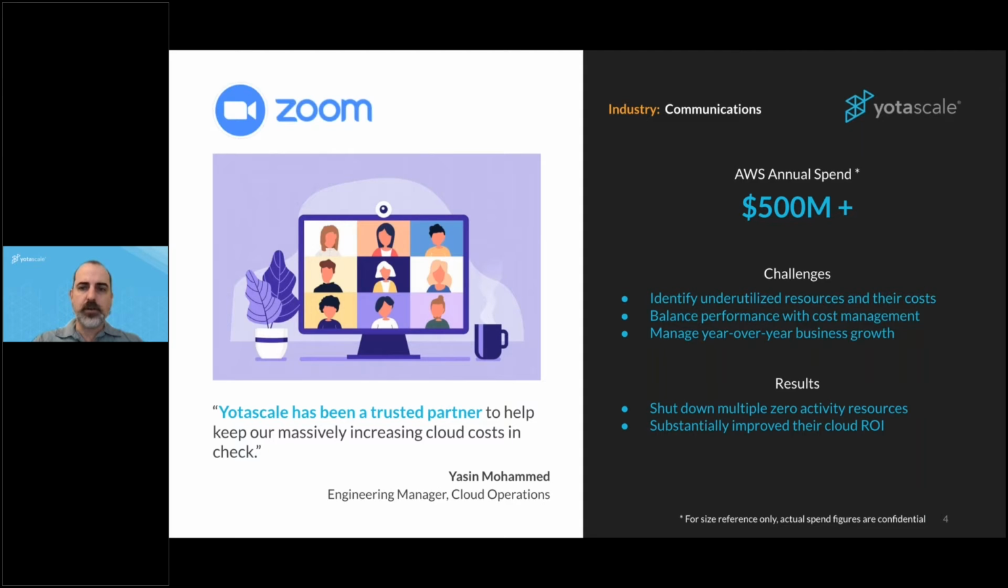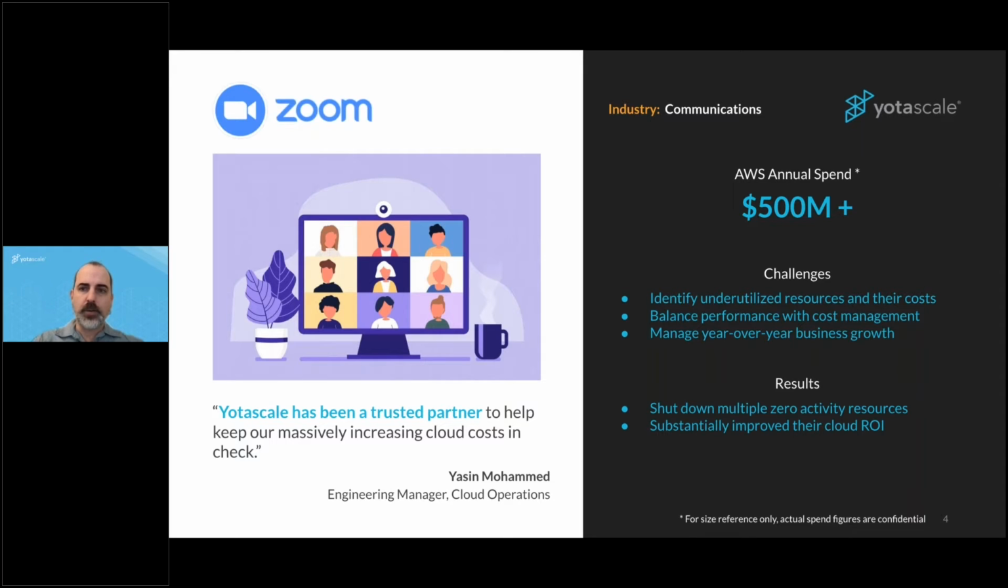So how do they do that? Well, they wanted to identify what were underutilized resources and the cost of those underutilized resources. They knew they had parts of their environment where they were overspending and not getting the value out of it, but didn't know where. They didn't have the tools to actually get in and see, okay, where are those servers that are spending us the money that we don't need to be spending?